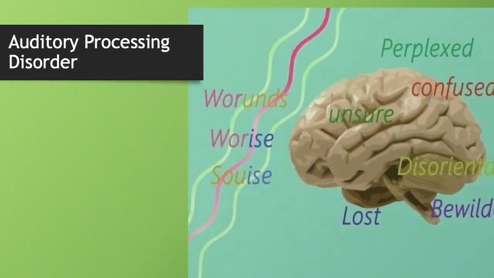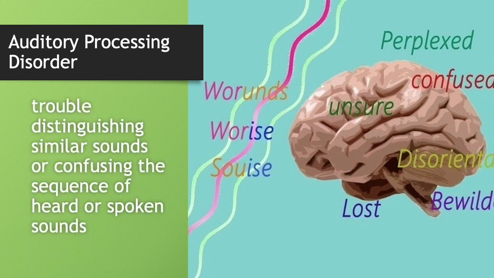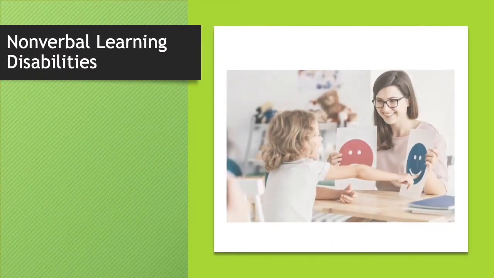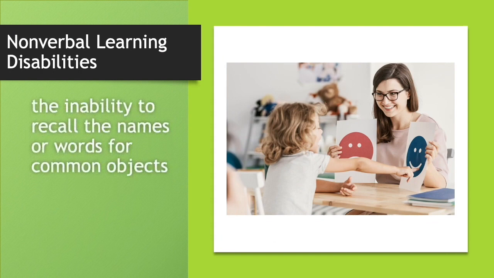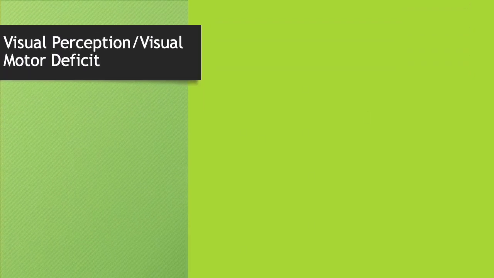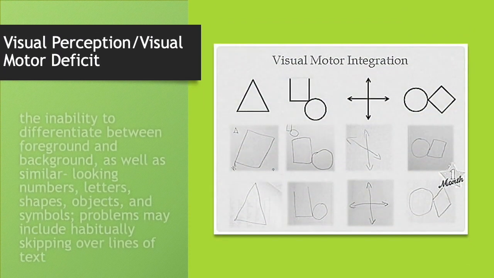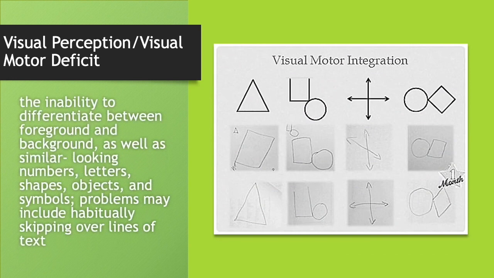And auditory processing disorder is where there is trouble distinguishing similar sounds or confusing the sequence of heard or spoken sounds. Non-verbal learning disabilities are the inability to recall names or words for common objects. Finally, visual perception or visual motor deficit is the inability to differentiate between foreground and background, as well as similar looking numbers, letters, shapes, objects, or symbols. Problems may include habitually skipping over lines of text.